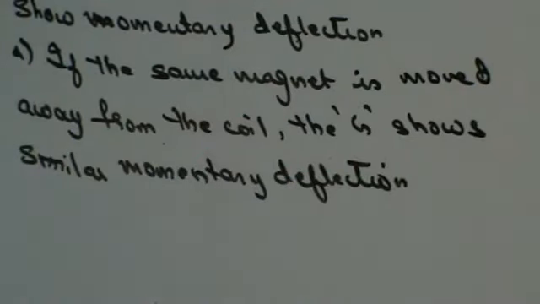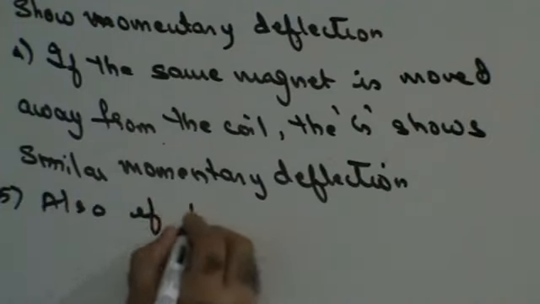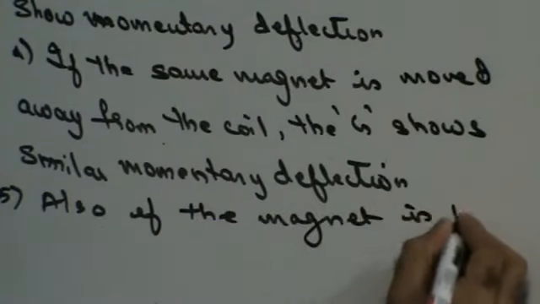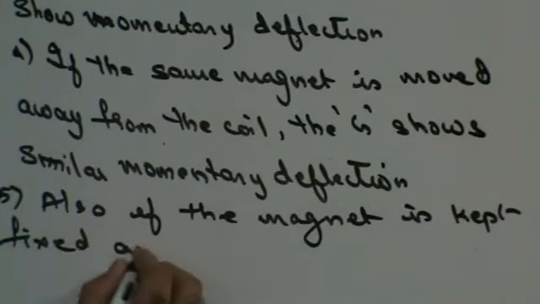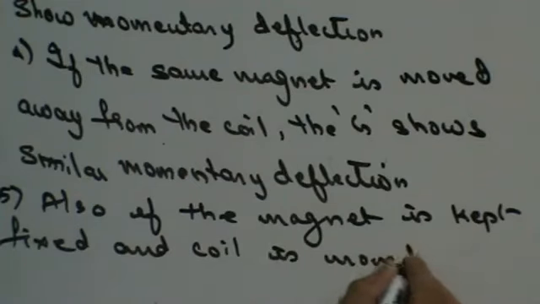Right? From this, what we understand is that if I do the experiment in reverse, if the magnet is kept fixed and the coil is moved, you get similar results.